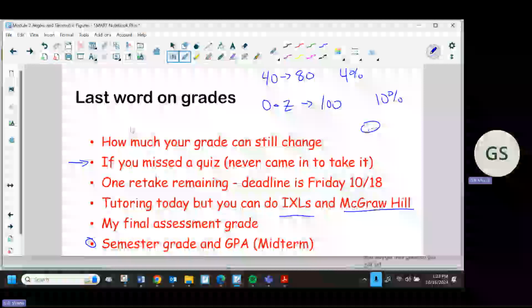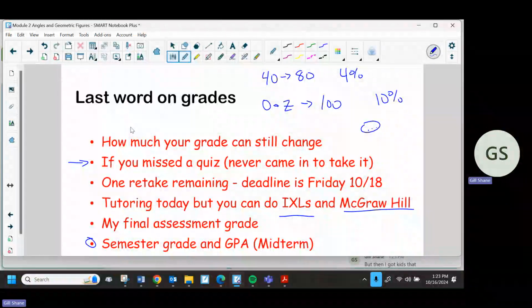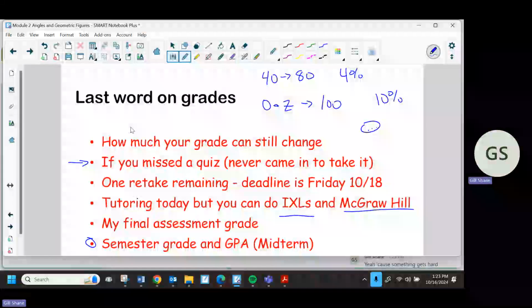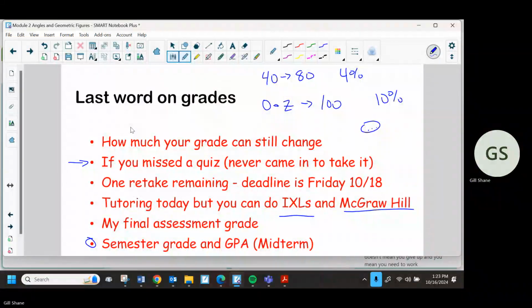But then I got kids, some of whom don't even struggle as much. Some of them aren't even that bad at math, but they don't put any time at all into it. And they don't pass the class. So it is majority effort. You have to put the effort in. Just because something gets hard doesn't mean you give up, it means you need to work harder.